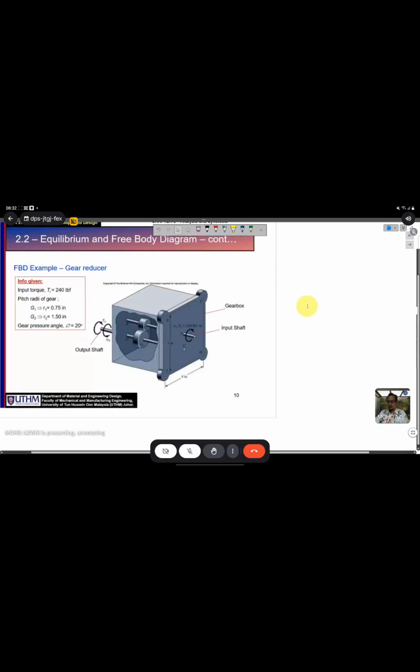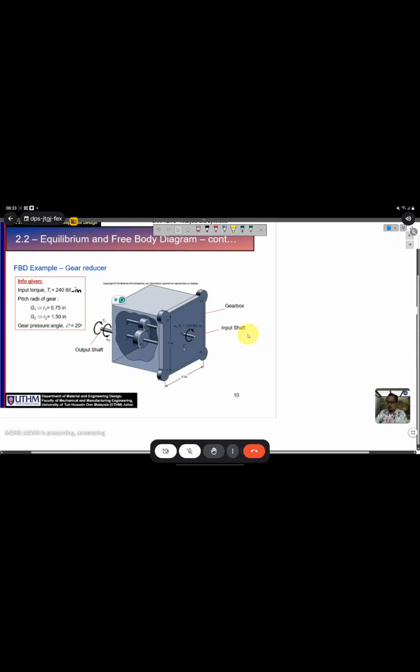So let's say this is about the gear reducer. Okay, so they give you the information, the torque will be given. Actually, I made some mistake here. The unit will be pounds inch for the torque. Okay, so the torque is given as 240 pounds inch. So the torque is actually at the input shaft.